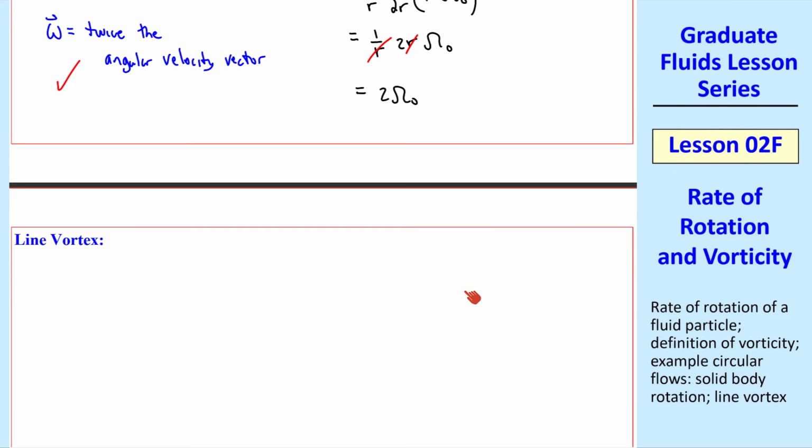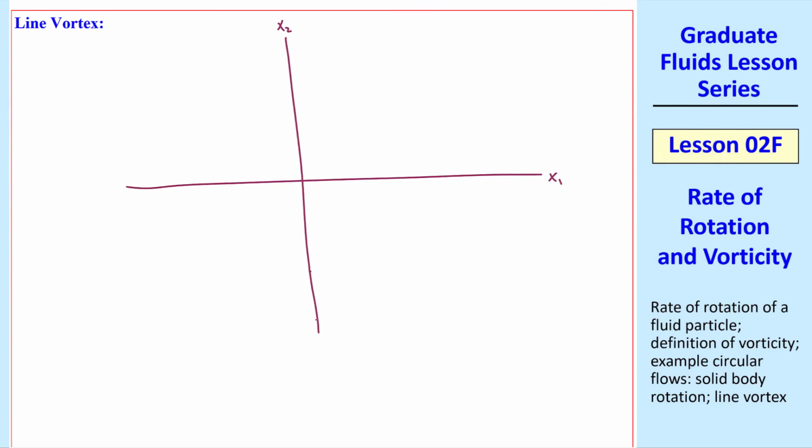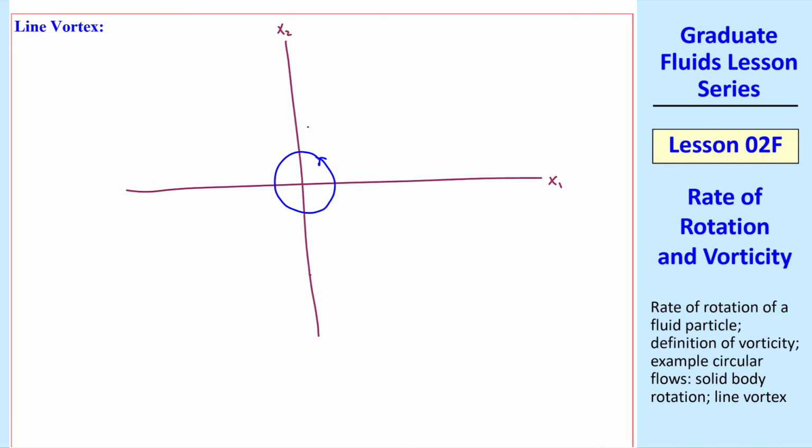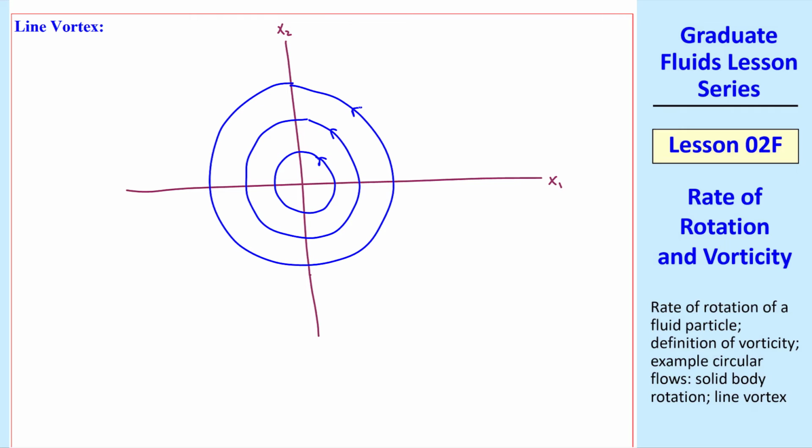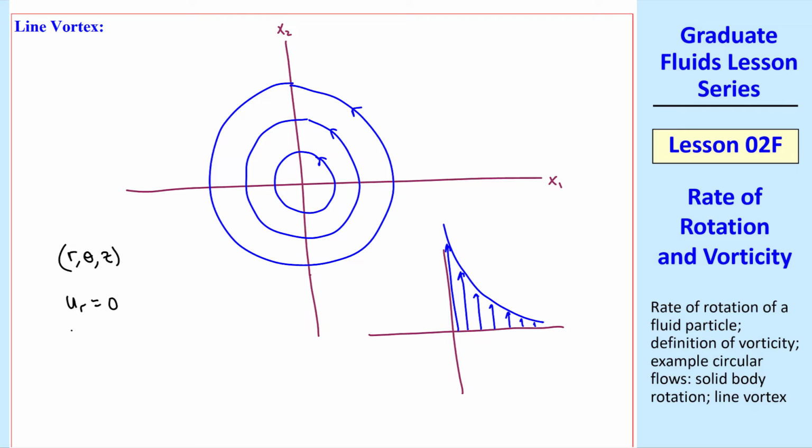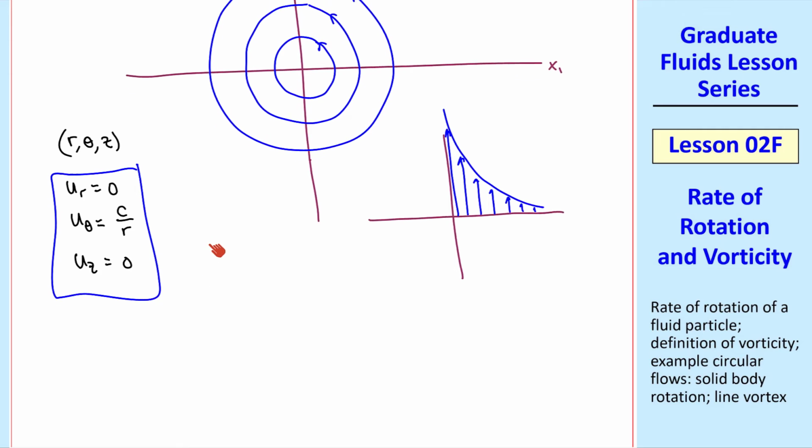The second circular flow is called a line vortex. Again, in the x1, x2 plane, the line vortex will have circular streamlines. So the streamlines look similar to the solid body rotation case, but the flow is quite different. If I sketch u theta, it's infinite at the origin and asymptotes to 0 at infinity. Again, in r theta z coordinates, there's no radial flow, but u theta is some constant over r, and uz is 0.